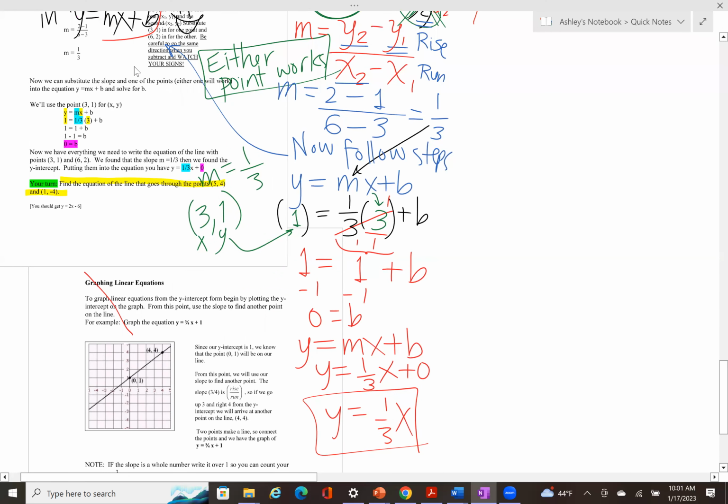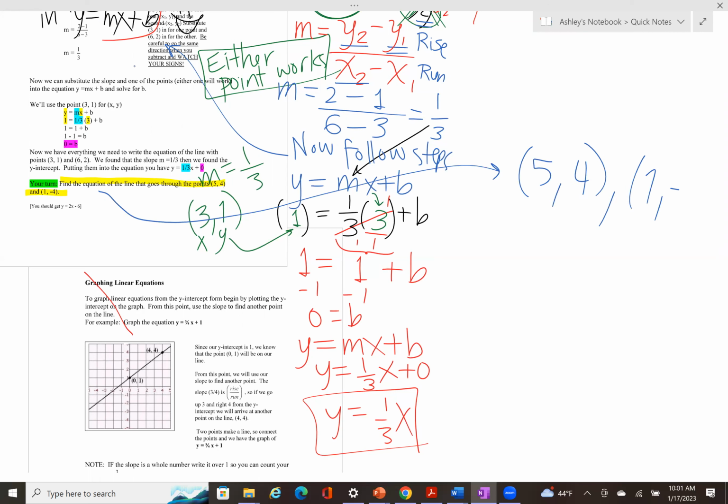So how about we give it maybe 6 minutes? I don't know, is that too much? Is that too little? Let's try that just because we're running out of time. So the points you're given are 5,4 and 1, negative 4. Try to do the same things we did: find the slope with this formula, and then put it in the equation of the line and see what you get. Okay, I'll pause it for now.